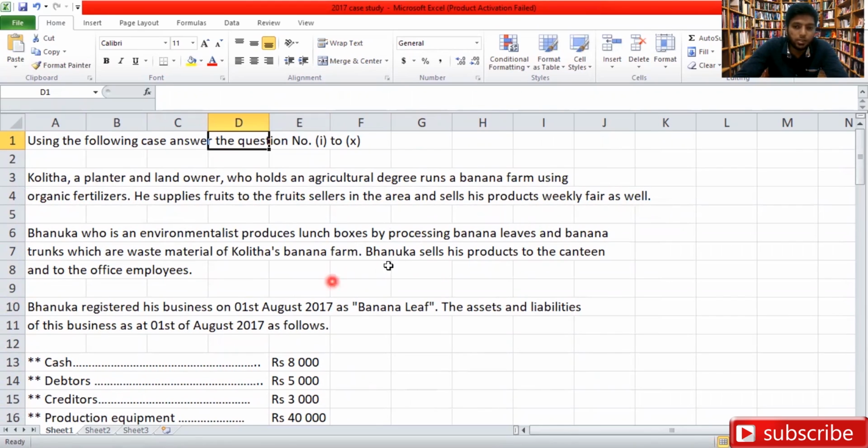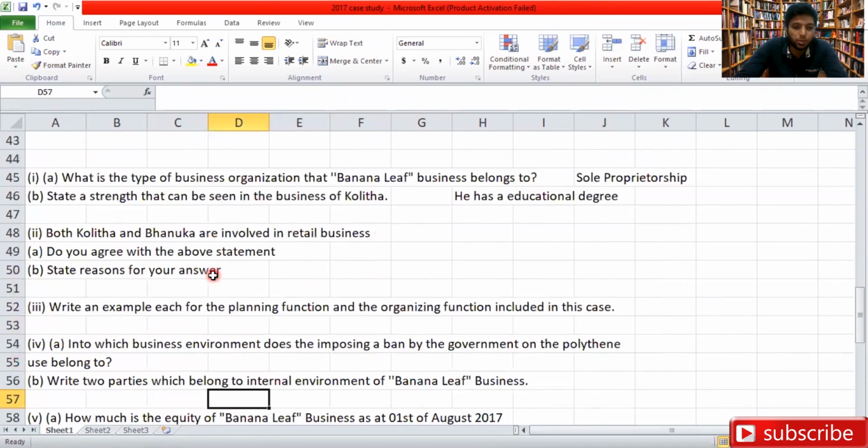When it comes to Bhanuka, he is selling to a canteen, so it's a wholesale business. And there, when it comes to employees, it becomes retail business. So both of them are involved in retail business. So we can directly give an answer: Yes, I agree.